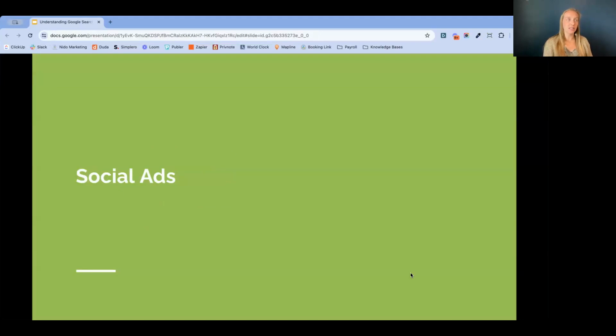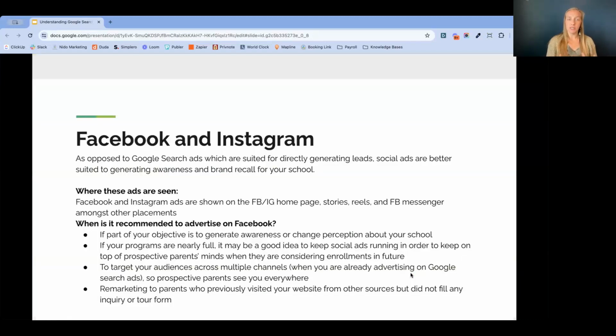And I wanted to take a second to touch on social ads too. So social ads are great, but they're great for a different purpose. So Facebook and Instagram is what I'm talking about here. Google ads are going to directly get you those leads that are looking for you. Social ads are better for generating awareness in the brand of your school. They're just two completely different purposes.